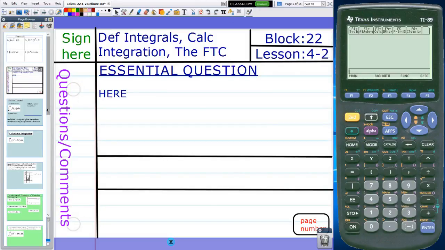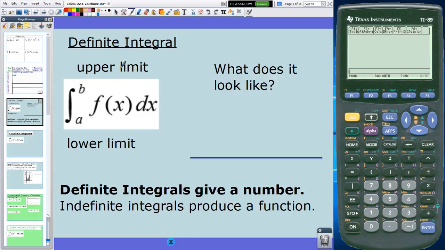Welcome, Calculus BC. This is lesson 4.2, definite integrals, calculating integration, and the fundamental theorem of calculus. Let's begin. So, here's what a definite integral looks like.